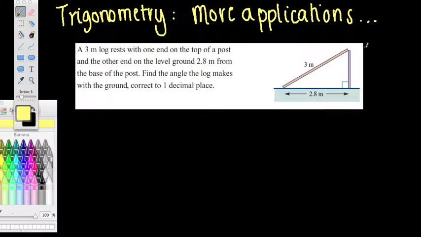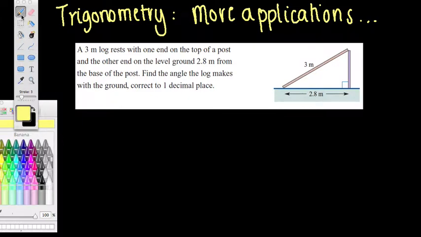Here I've got the question. A 3-metre log rests with one end on the top of a post. You can see that's drawn in the diagram for us already, and the other end on the level ground. It's 2.8 metres from the base of the post. That's also been drawn in for us. We're asked to find the angle the log makes with the ground correct to 1 decimal place.